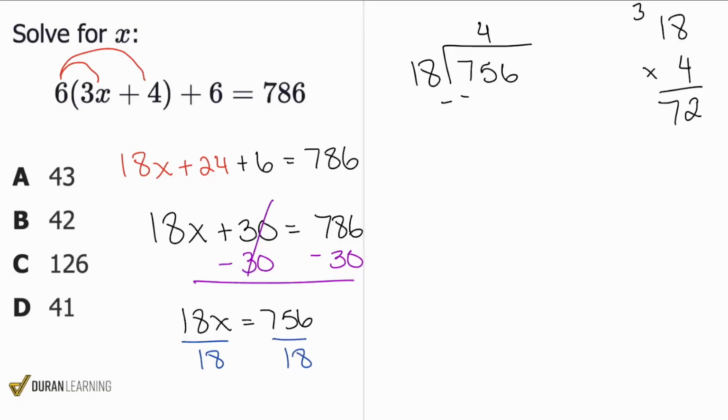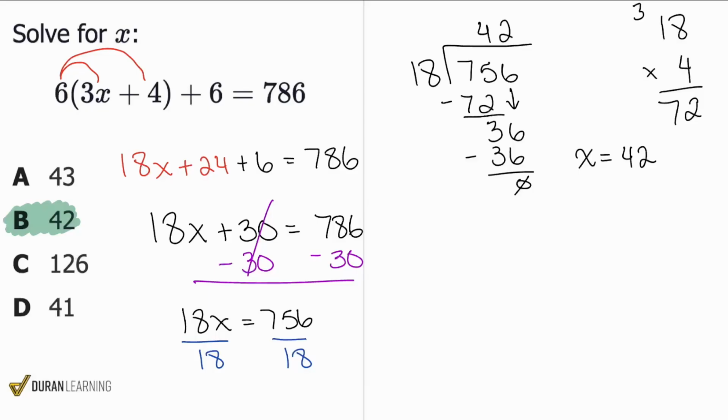And so we will subtract the 72, giving us 3 left over, and then we drop that 6. From here, we ask ourselves how many times 18 goes into 36, and that would be 2. 18 times 2 is 36. So we're good on that front. So there we are. We have ourselves x equals 42 as our final answer, and that's what would get us answer choice B.